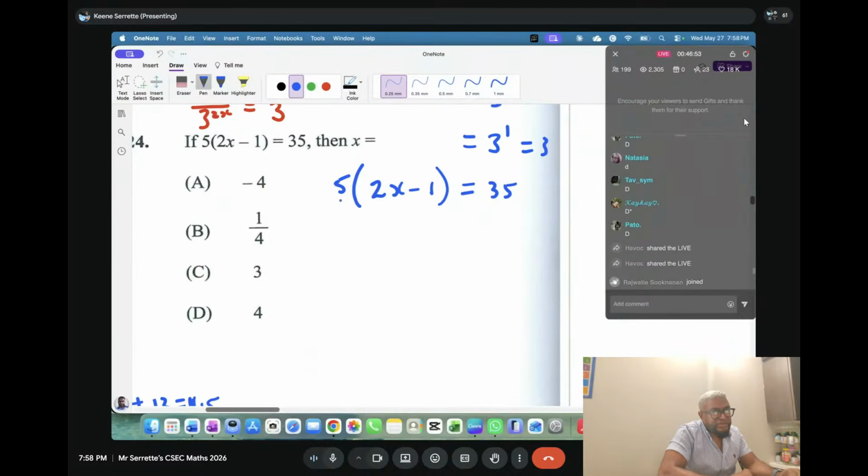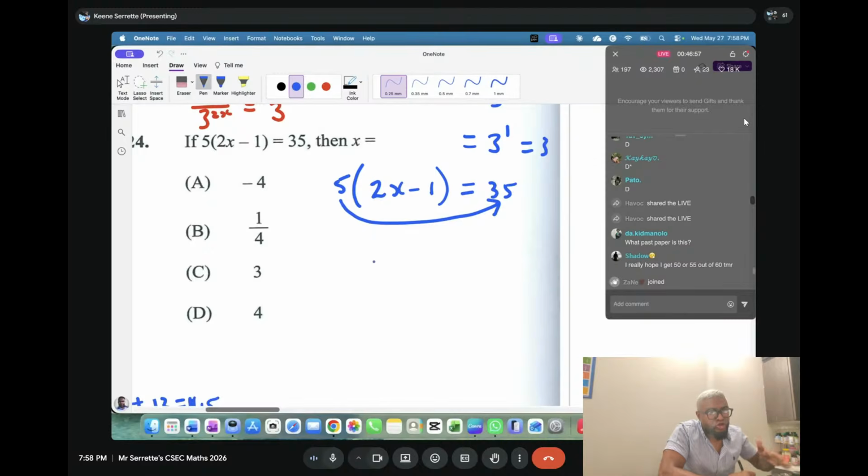What do we get rid of first? Can we move this 5? What are we doing with it there? This is June 2025.